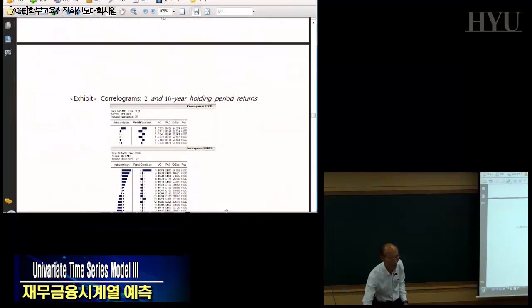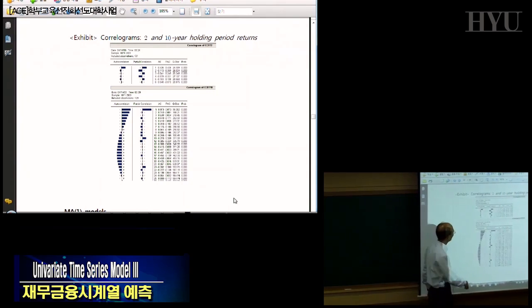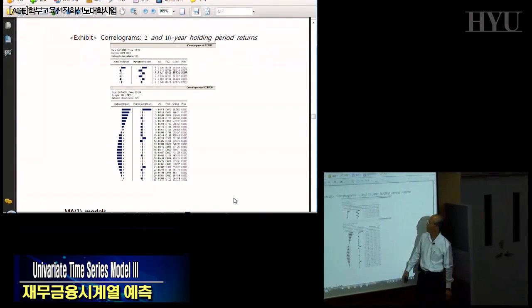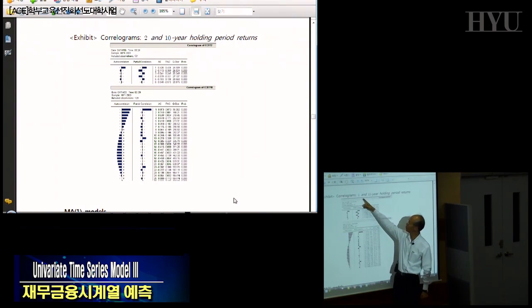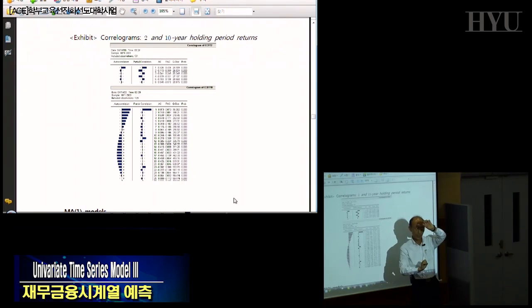So here is the example. If you calculate this one is for 2-year holding period return and its autocorrelation function. So do you see that? Serial correlation is non-zero. Okay. So if you calculate 10-year holding period return, then each holding period return have 9 observations in common. Right? So stronger serial correlation. Right?